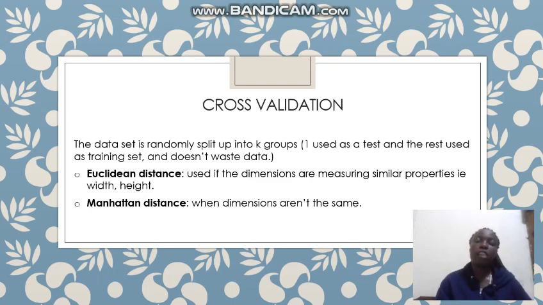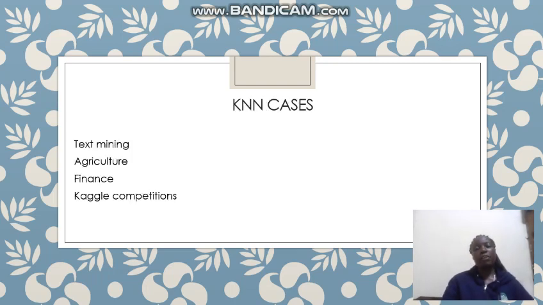We also have the 2 different methods for measuring distances, and we have the Euclidean distance, which is used if the dimensions are measuring similar properties, for example width and height. Then the Manhattan distance is used when dimensions aren't the same. We have the K nearest neighbors case as well. We have the text mining, agriculture, finance and Kaggle competitions.